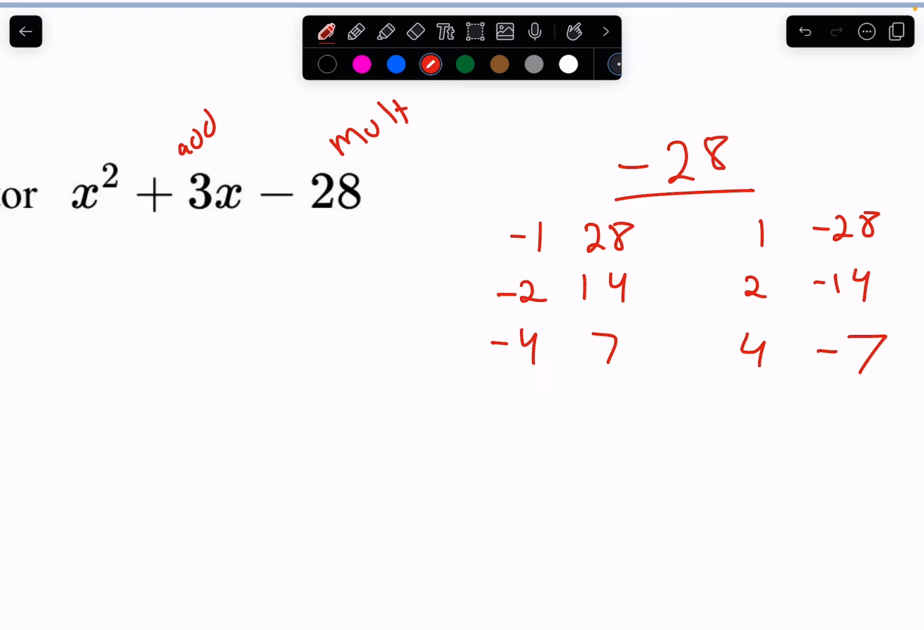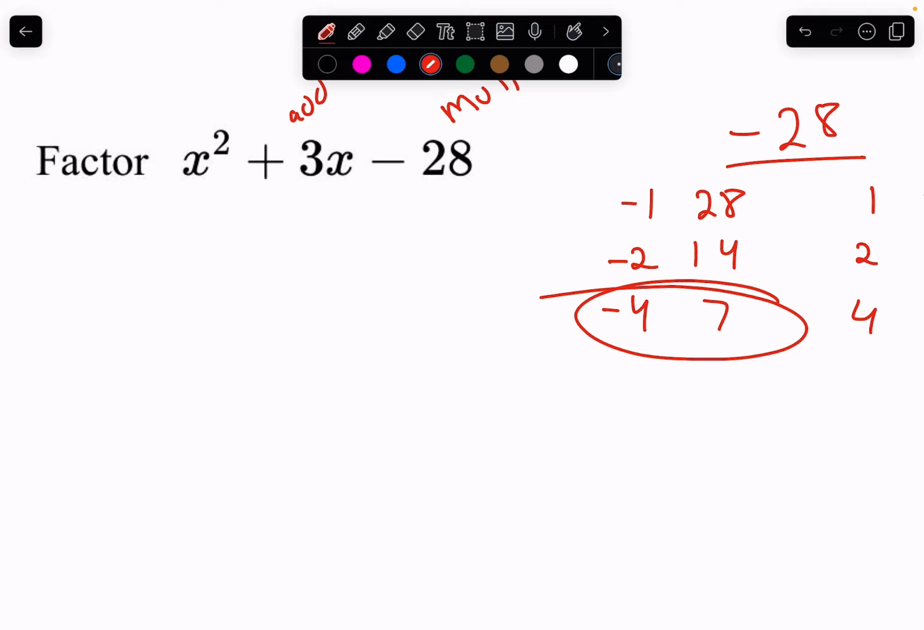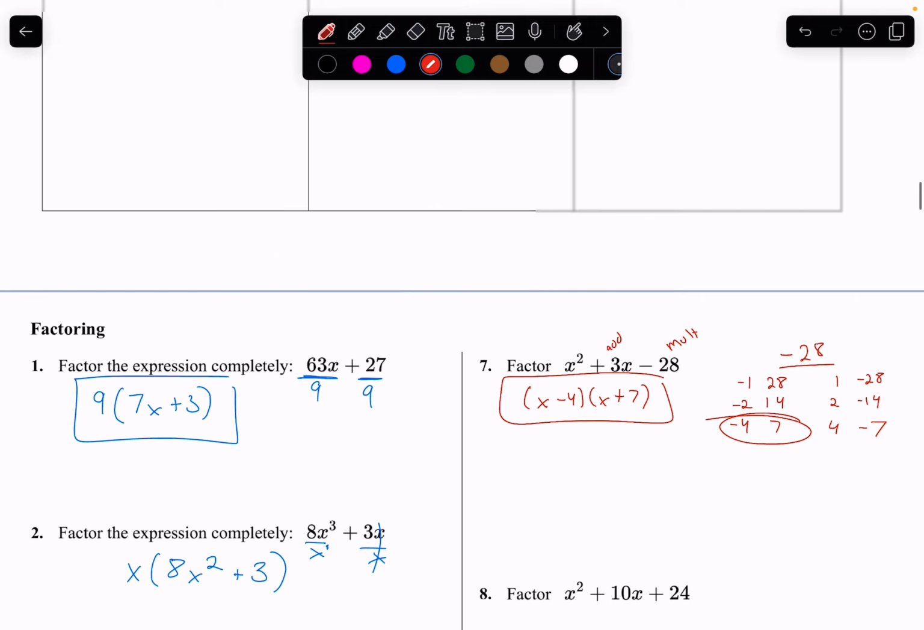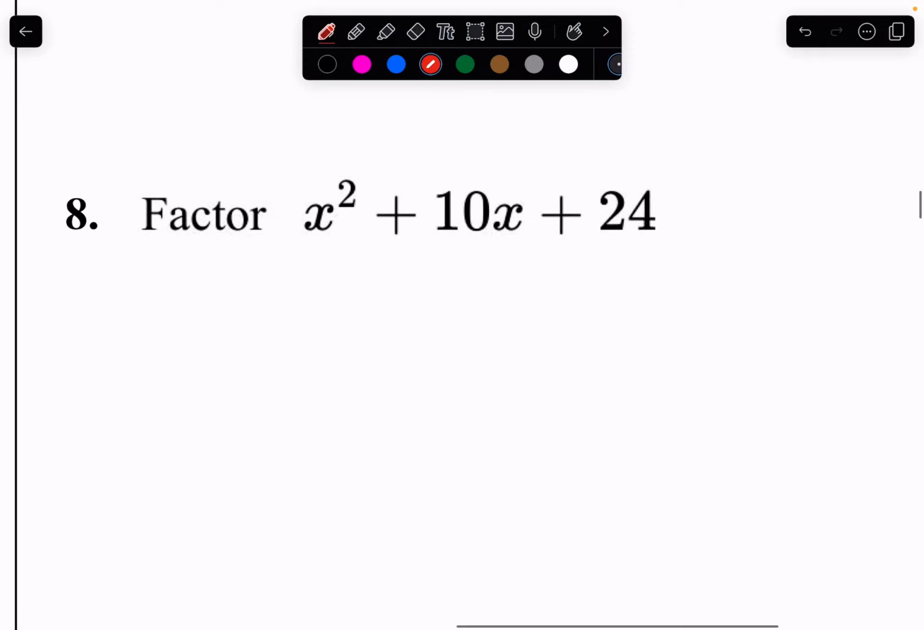What two numbers multiply to a negative 28 and add to a positive 3? That's going to be these guys here, right? So we're going to write this as x minus 4 times x plus 7. And that would be our answer there. All right, next guy, number 8 here.